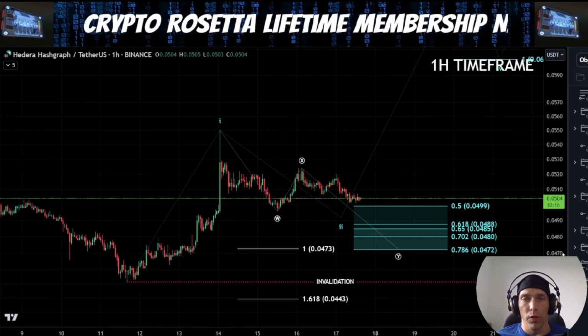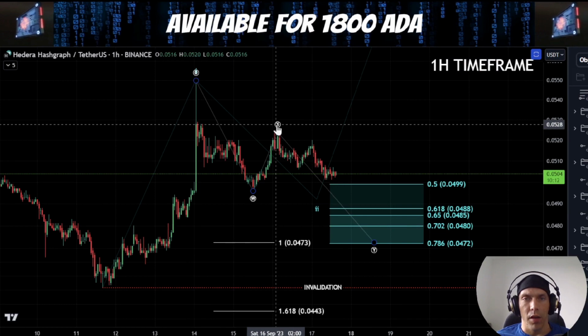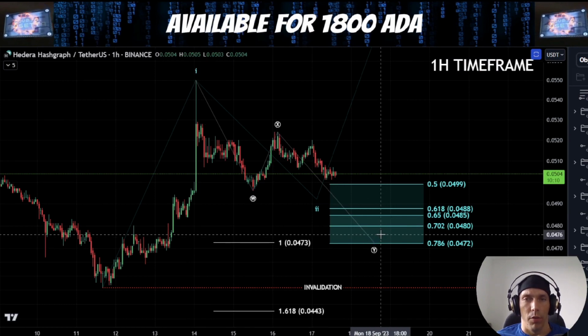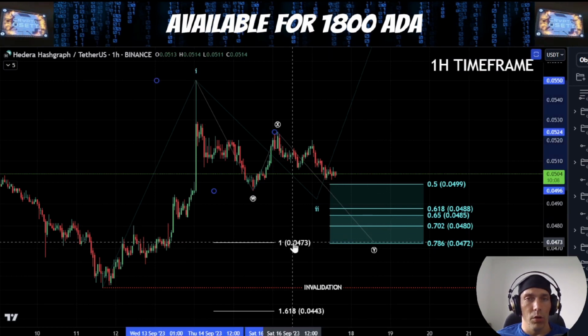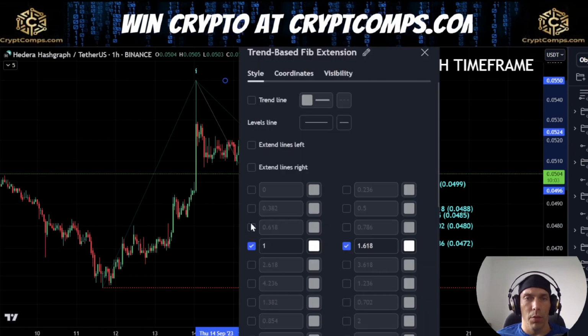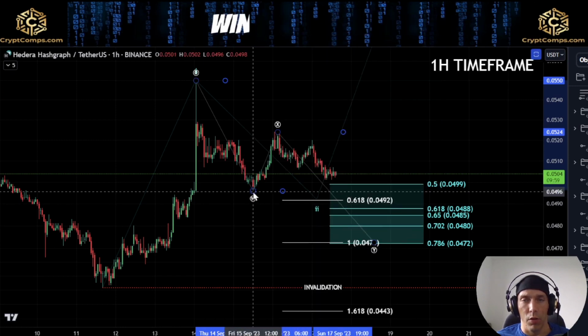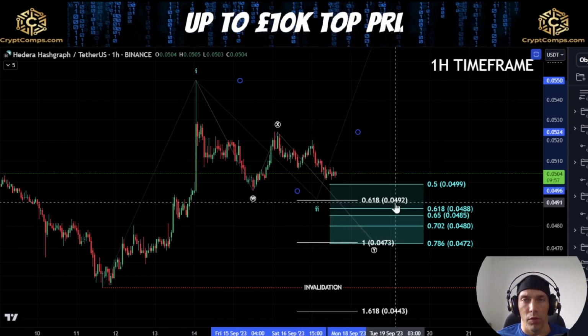Now, within this count, what I would be saying is that effectively we have this as W, this as X, and we're looking for this as a Y wave to the downside. And our 1-to-1 is actually much lower down here at this 0.473. What I'm going to be keeping an eye on, however, is that 0.618 is sitting just below this low here, which is sitting towards a zone of this 0.492.